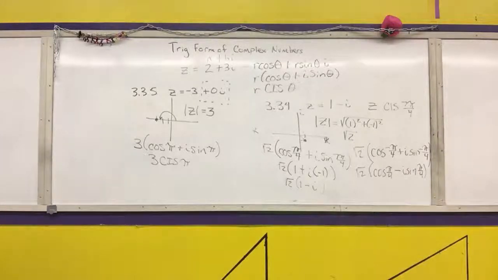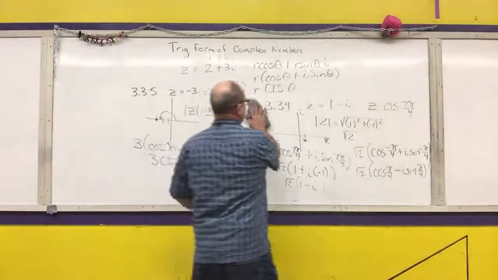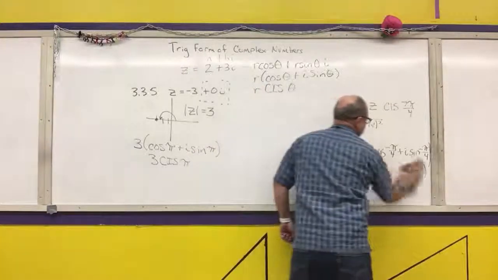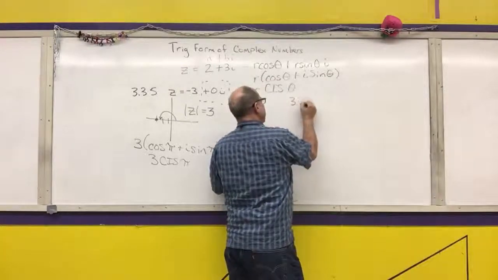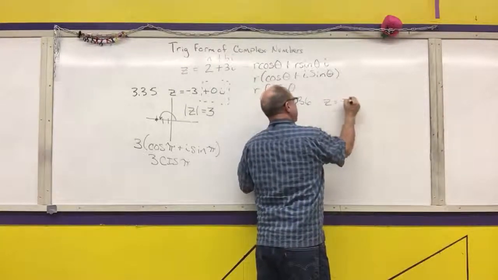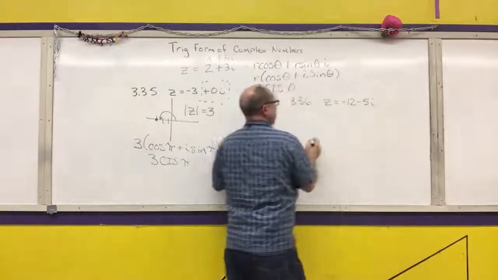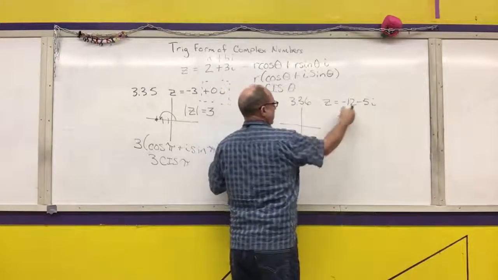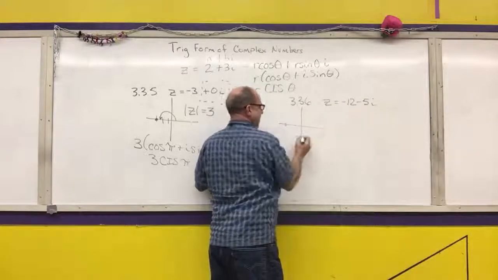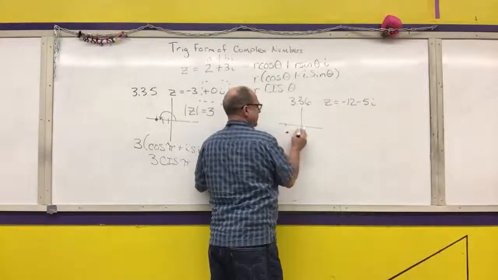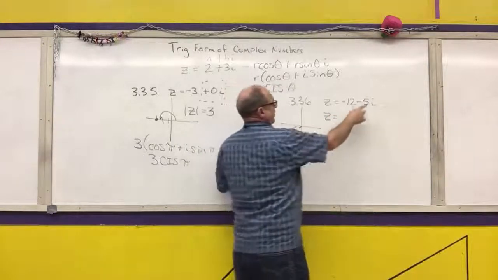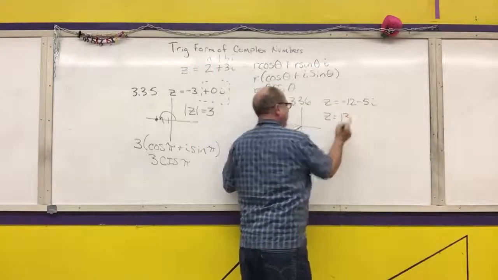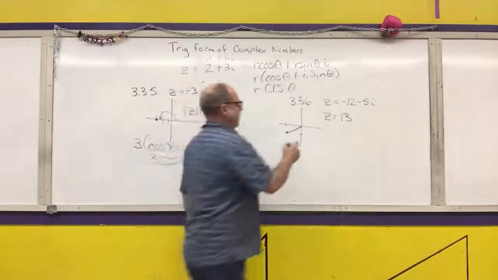The next one is to approximate the trigonometric form of negative 12 minus 5i. So that's 336. Negative 12 minus 5i, we're going to approximate it. As I always draw it, negative 12 minus 5i is this point. Okay, I need to calculate the complex modulus. This is a 5, 12, 13 triangle, or you could use the formula to calculate the complex modulus.